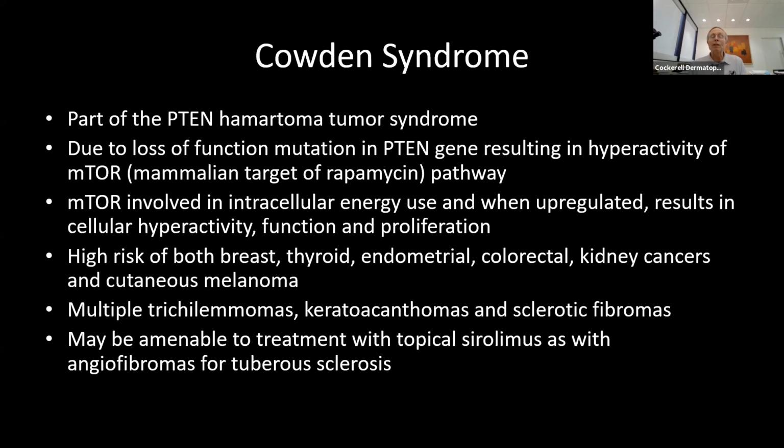So basically what this mTOR does, it's involved in intracellular energy, and when it's upregulated, it results in cellular hyperactivity with proliferation. And these are some of the cancers that you get. Now, other things that are associated with Cowden's, in addition to the sclerotic fibromas, are keratoacanthomas and trichotillomanias.